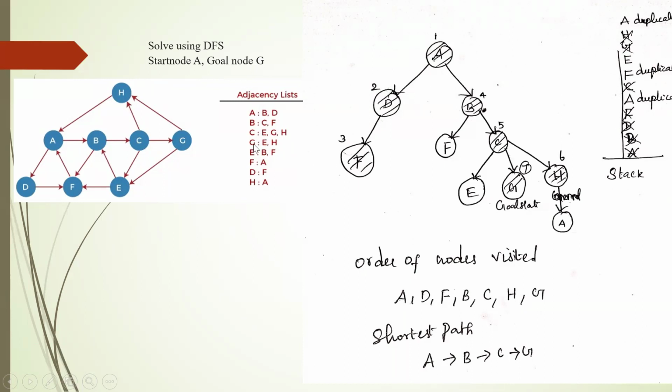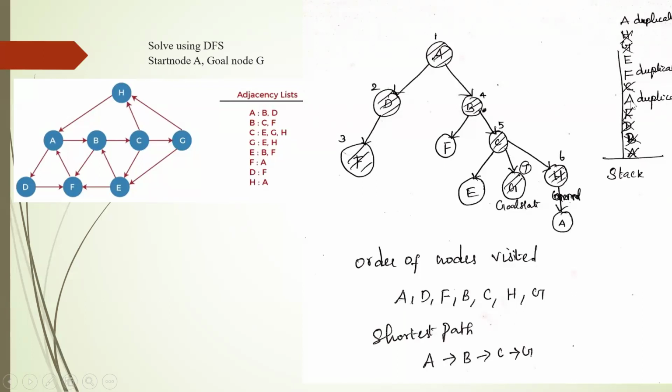What are the children of D? The child of D is F. We have to add the child of D here, F. So now after D, the topmost position is F only. Once we consider F as visited, the child of F is added. What is the child of F? A. So A is added here. But it is a duplicate node. We already visited A, that's why it's a duplicate.